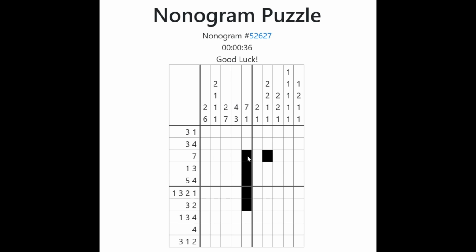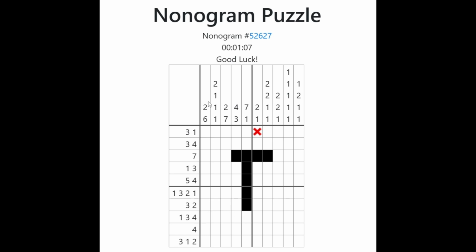Okay, again, we know that these are filled. Okay, does that change anything for us? No, not quite yet. I guess it tells us that this is a blank, which is helpful. Like, sure, yes, better than no information at all. Okay, 1, 2, 3, 1, and 1, 2.